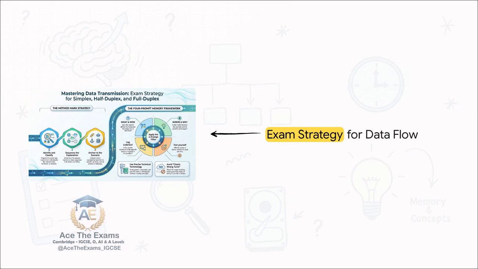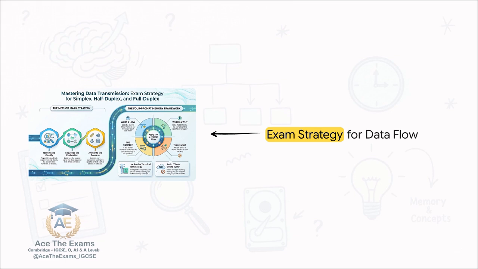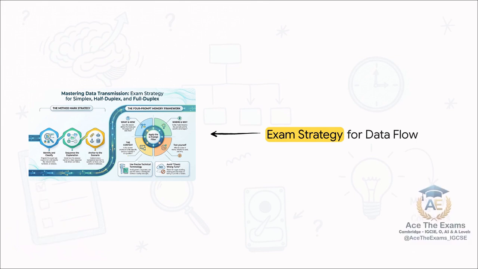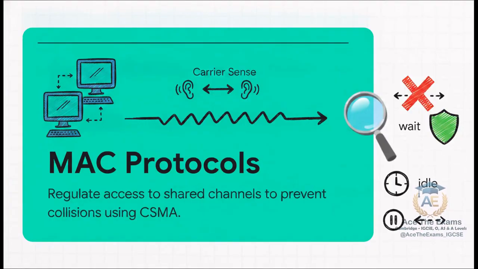You have to identify the exact task, logically sequence how the data flows, and strictly anchor it to a specific device from the scenario. Think about a walkie-talkie. That's half-duplex. Why? Because data flows in both directions, but crucially, not at the exact same time. And that brings us to the protocols actually managing all this traffic.